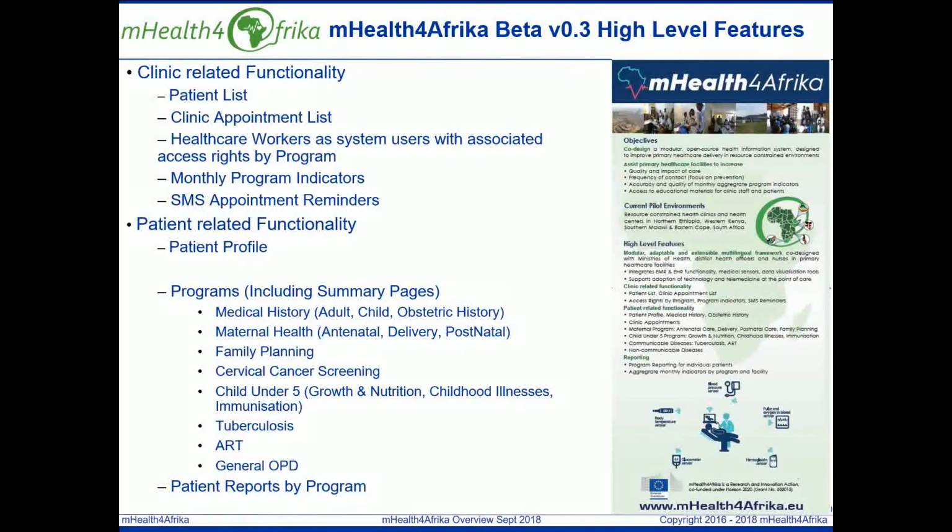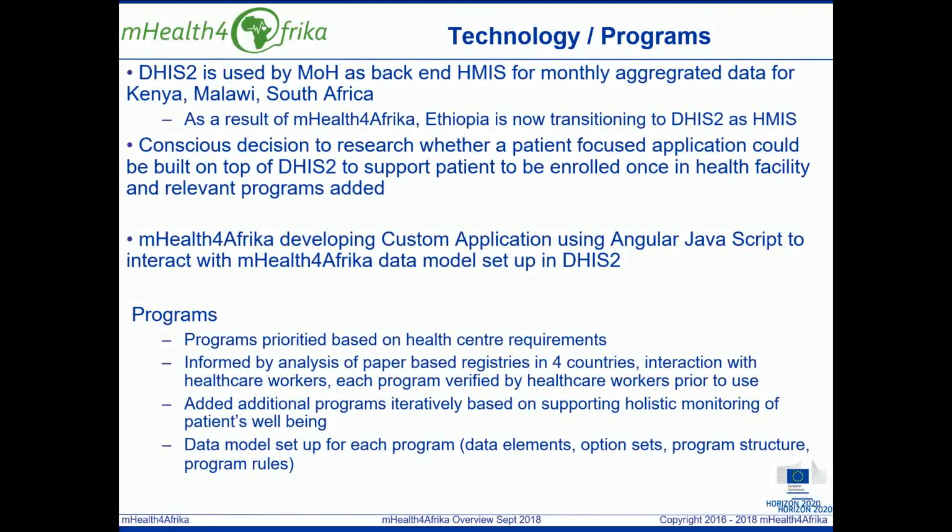The patient-focused functionality includes a patient profile that provides access to summary data, risk factors, programs that the patient is enrolled in, and appointments and reports per program. The programs were validated and prioritised based on the requirement of the health centres. During the initial iteration of the beta platform, it was very clear that the health centres require a health information system that supports a patient to be registered once and then enrolled in multiple programs depending on their health conditions over a period of time.